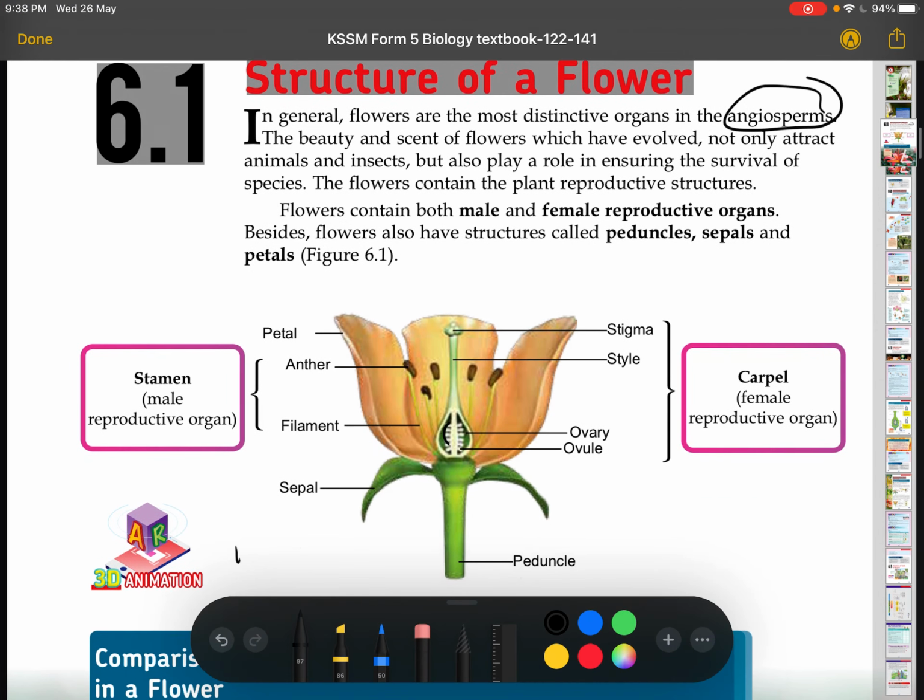So the flower actually contains the male reproductive organ and the female reproductive organ. We call the male reproductive organ the stamen, and we call the female one the carpel. So maybe you learn in UEC or in junior, we call it the pistil. So what is the main difference between the pistil and the carpel? The pistil is the plural form of a carpel. So multiple carpels form a pistil. So this is singular, pistil is plural.